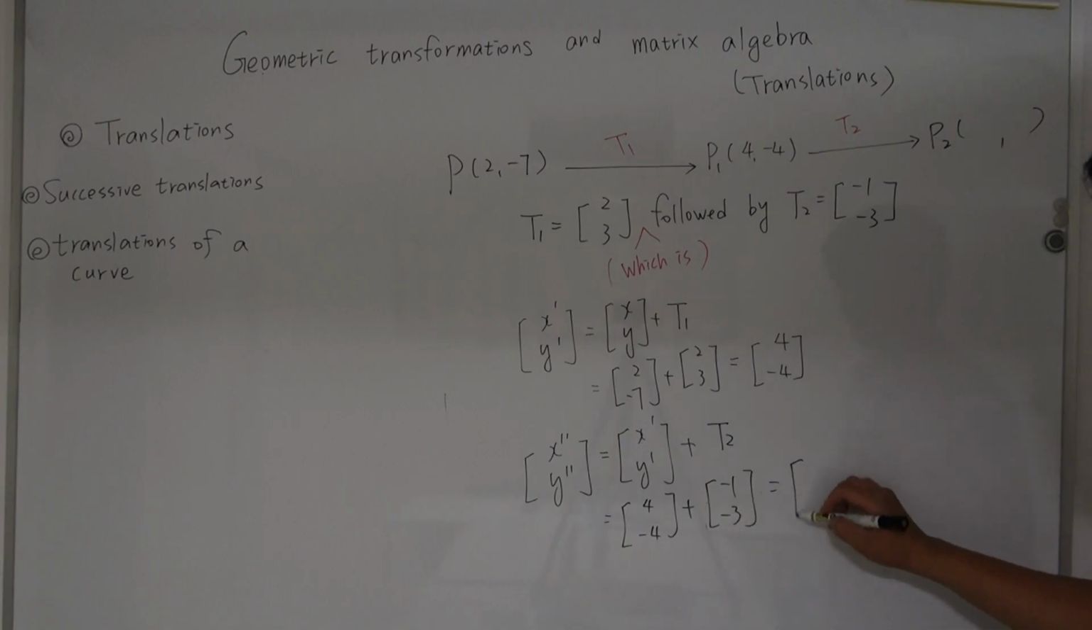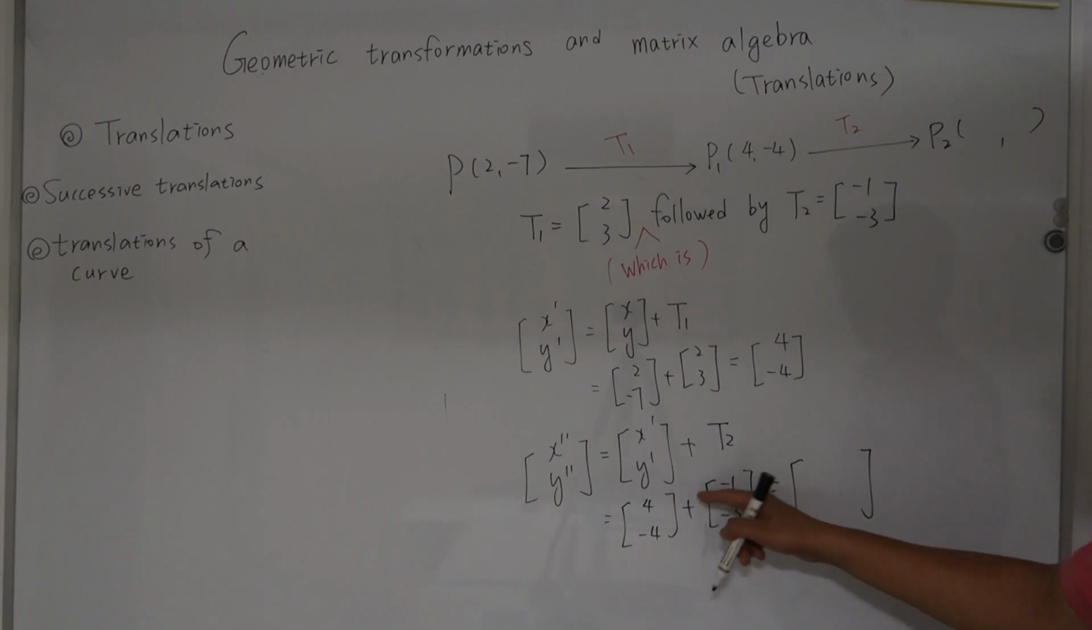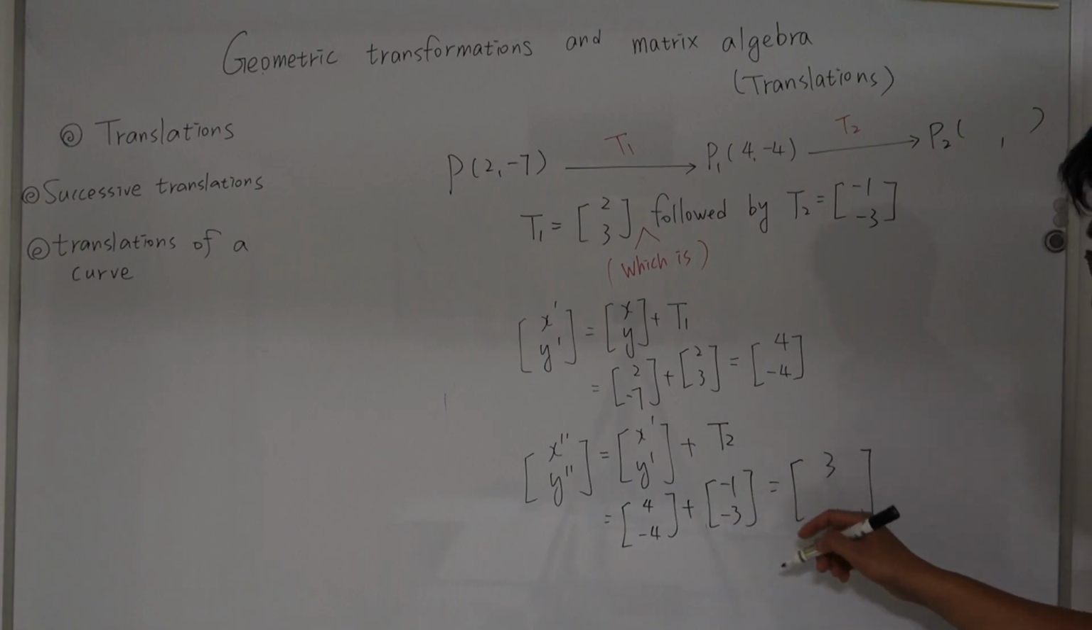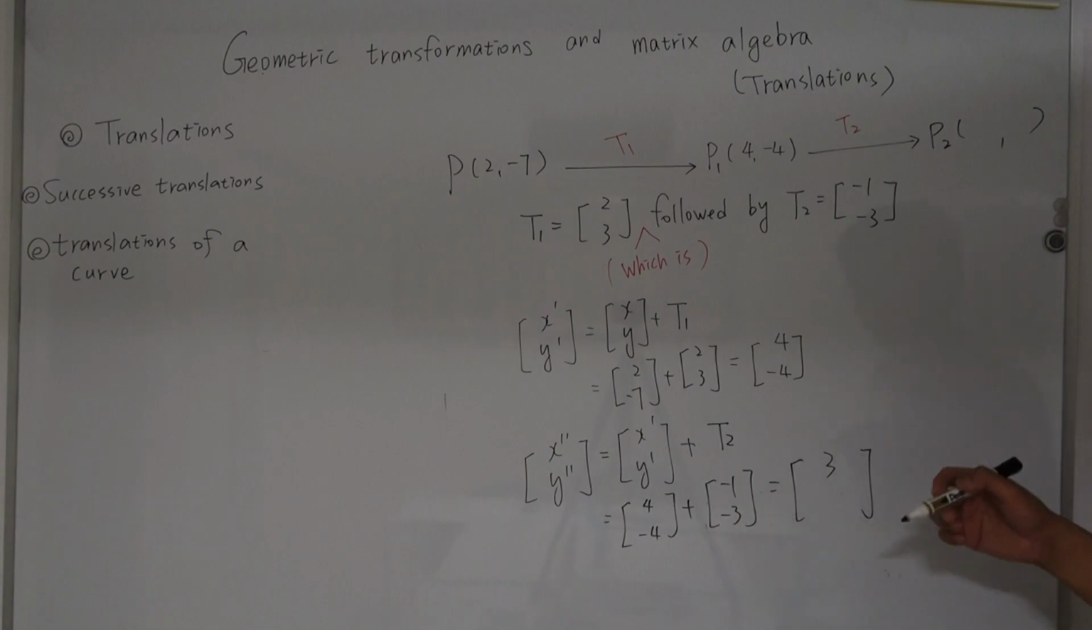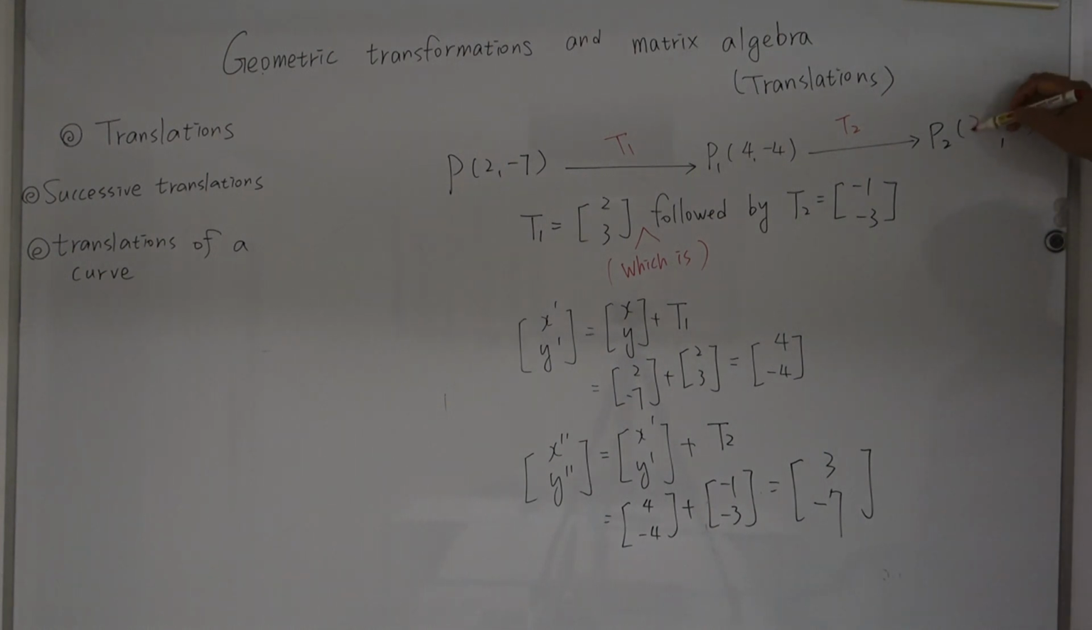So we get 4 minus 1, 3, and negative 4 plus negative 3 equals negative 4 minus 3, which equals negative 7. So we get a new point here. The answer should be (3, -7). Okay? That's called successive translations.